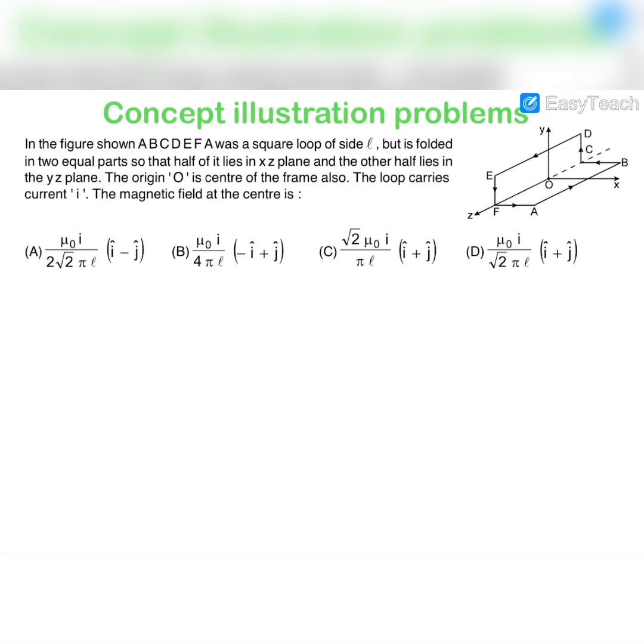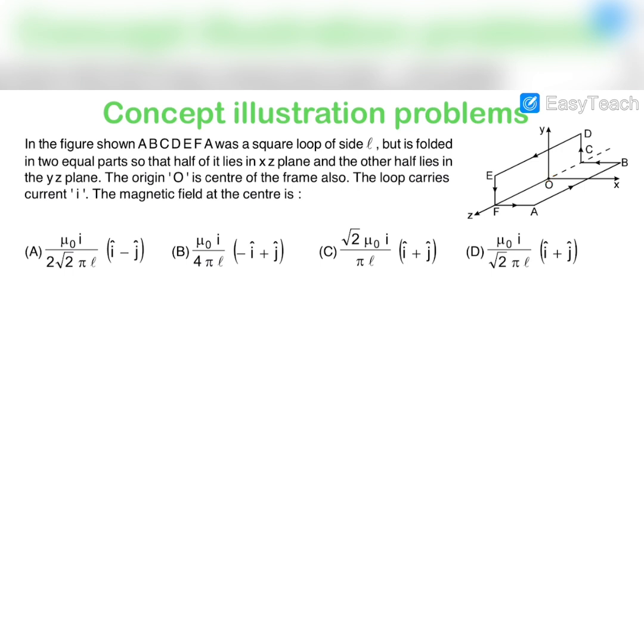In this question you can see that there was a square loop of side L, and this square loop is folded into two half parts, and each of the half parts is connected in an L shape like that, and O is the center of the frame, and this loop is carrying a current of I. We have to find out the magnetic field at the center O.